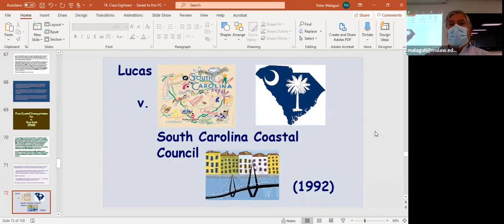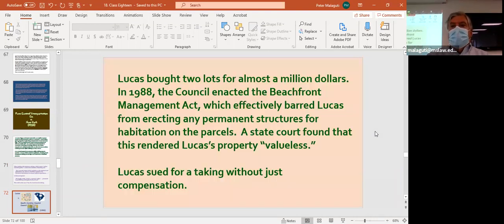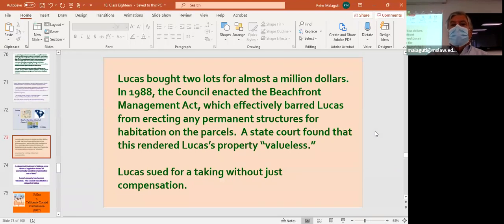Okay, now we get into our final categorical taking. Lucas versus South Carolina Coastal Council. I've already described this case to you. Lucas buys a couple of lots right on the waterfront, right near Charleston.